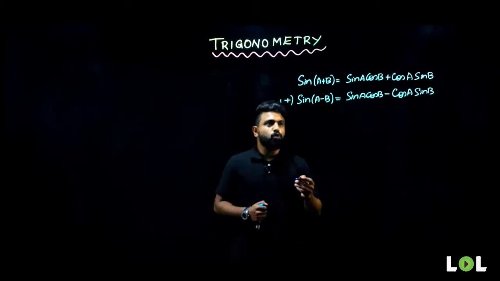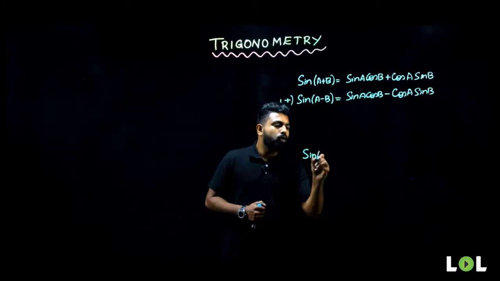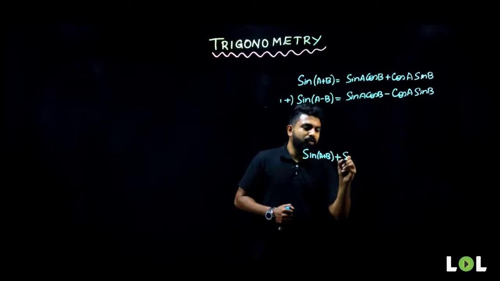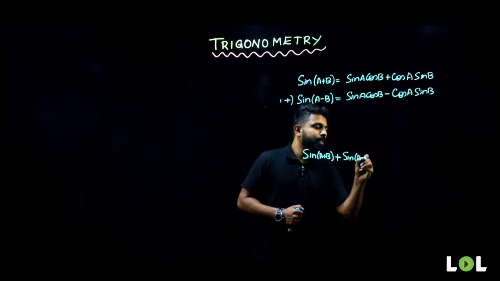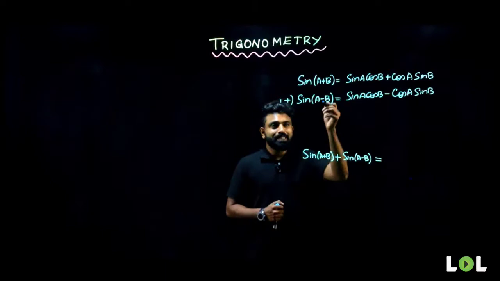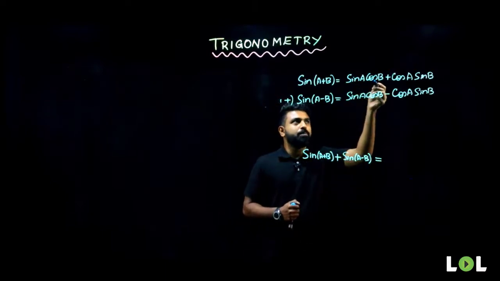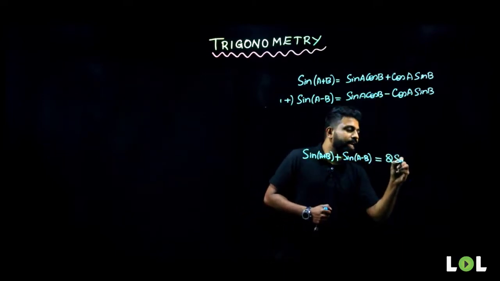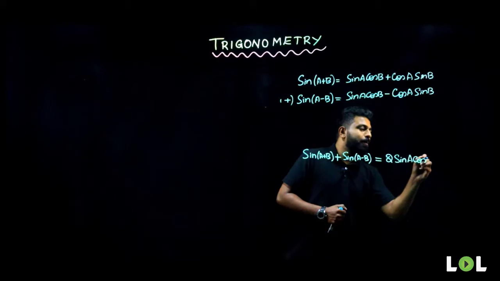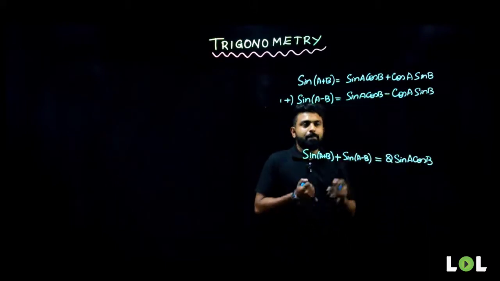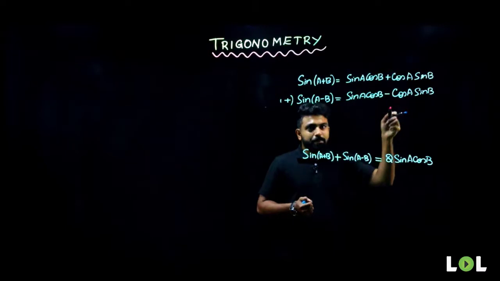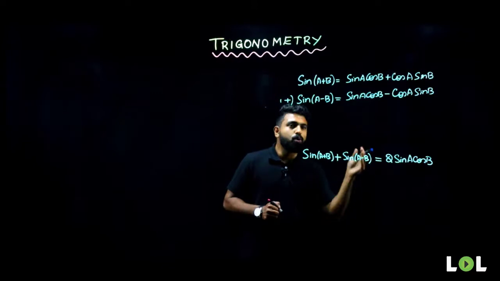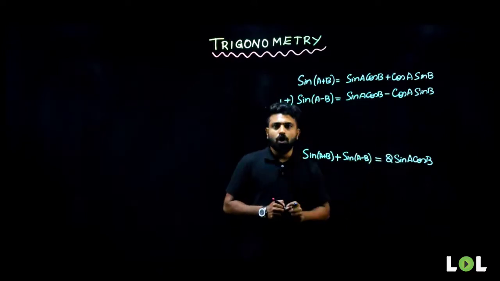If I add these two, I'll be left out with sin of A plus B plus sin of A minus B, and that will be equal to, since it is addition here, sin A cos B plus sin A cos B, which is nothing but 2 sin A cos B. Plus and minus cos A sin B gets cancelled. So I'll be left out with sin of A plus B plus sin of A minus B equal to 2 sin A into cos B.